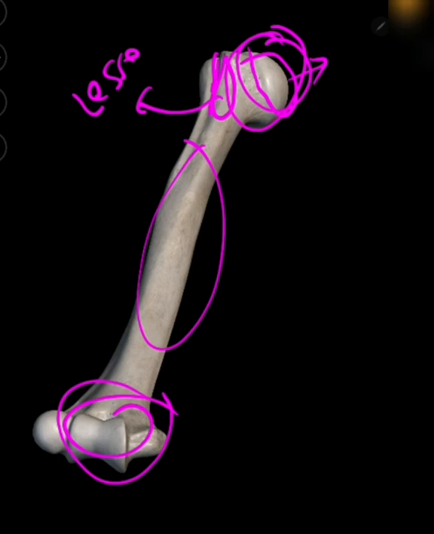The lesser tubercle projects from the front of the upper end and is limited laterally by the intertubercular sulcus. So now let us move forward.